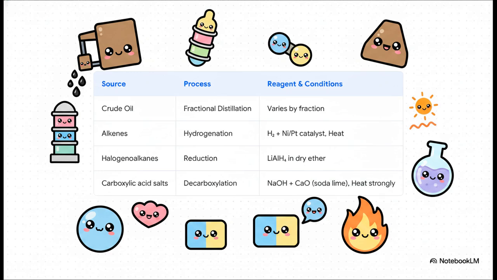And here they are, the big 4. On an industrial scale, we get alkanes from crude oil using fractional distillation. Simple. But in the lab, you have options. First, you can start with an alkene and hydrogenate it. That's just adding hydrogen gas with a nickel or platinum catalyst and some heat. Second, you can reduce a halogenoalkane using a powerful reagent called LiAlH4 in dry ether. And third, you can take a carboxylic acid salt and decarboxylate it using soda lime, which is just a mix of sodium hydroxide and calcium oxide and heating it up really strongly.